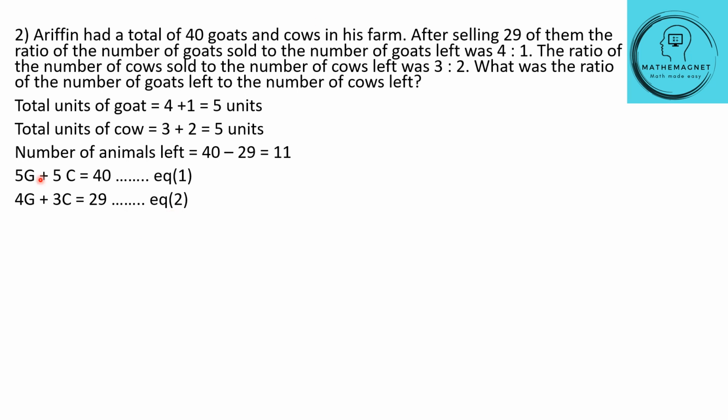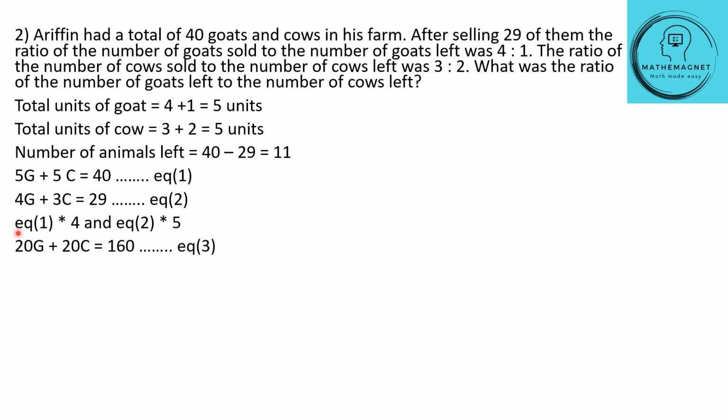Now in algebra, our main concept here is to simplify these two equations in such a way that one of the factors gets cancelled out. Let us start by multiplying equation 1 by 4 and equation 2 by 5. So when we multiply equation 1 by 4, 5g plus 5c equal to 40 will be multiplied by 4. So 5g into 4 becomes 20g, 5c into 4 becomes 20c, 40 into 4 becomes 160. Let's name it as equation 3.